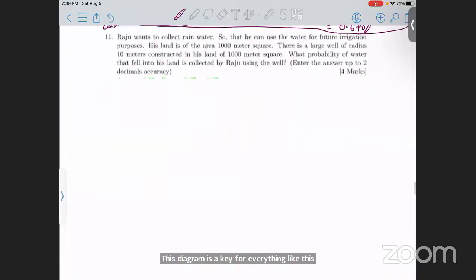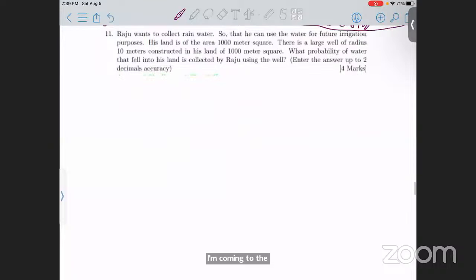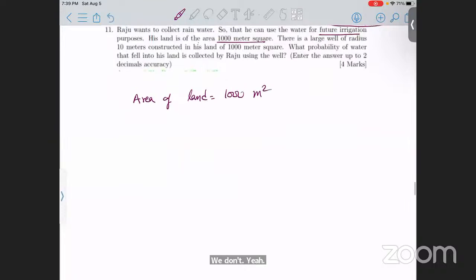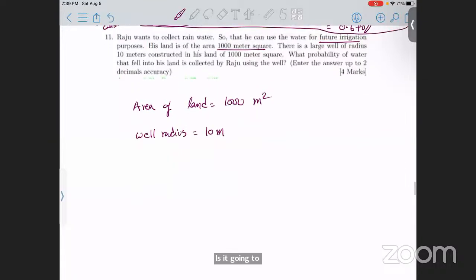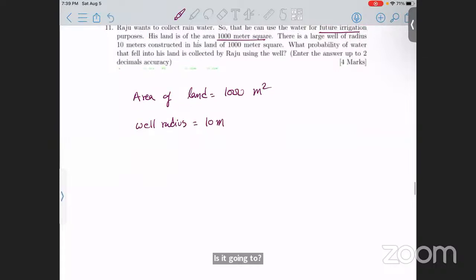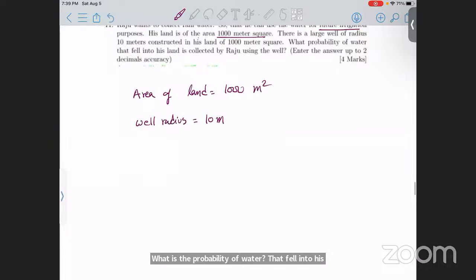And coming to the 11th question: Raju wants to collect rainwater so that he can use the water for future irrigation. The area of his land is 1000 meters square. There is a large well of radius 10 meters. What is the probability that water that fell on his land is collected by Raju using the well?